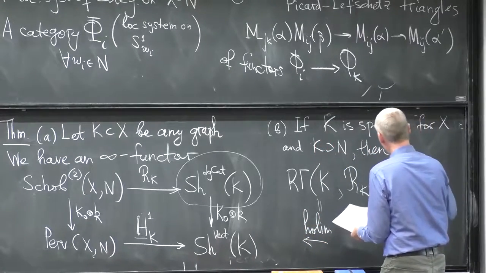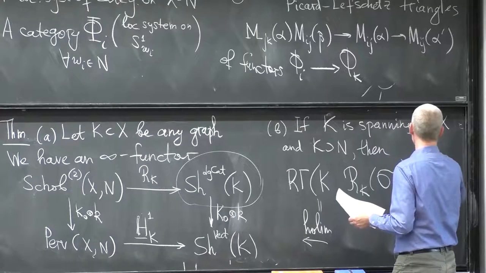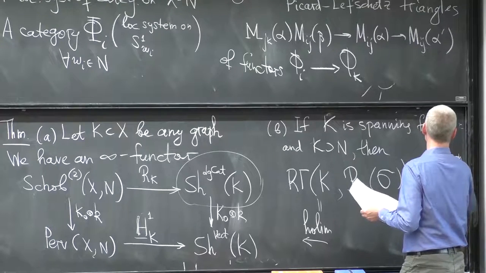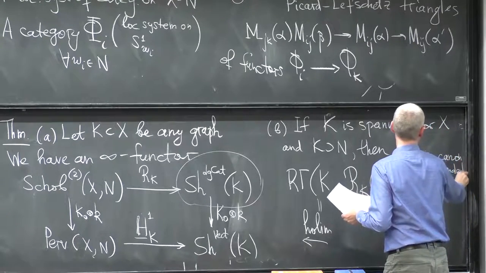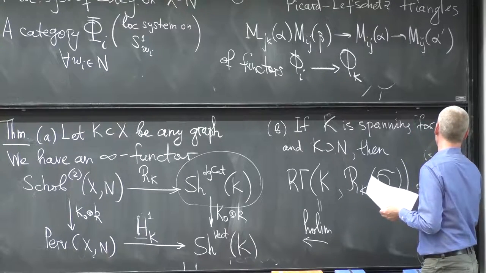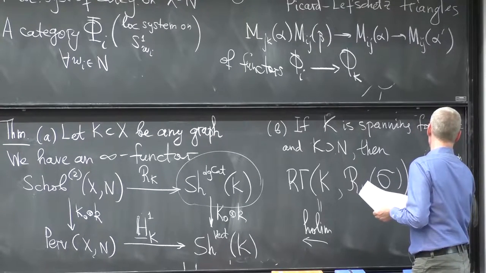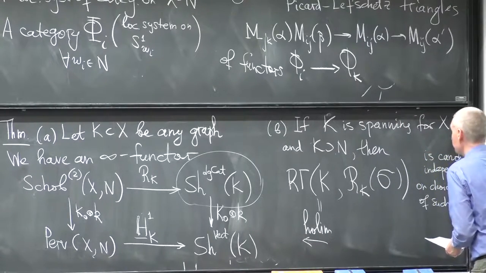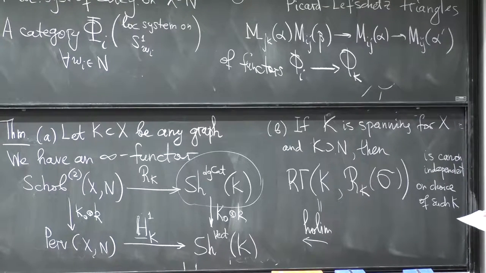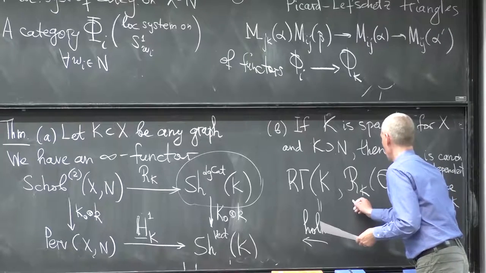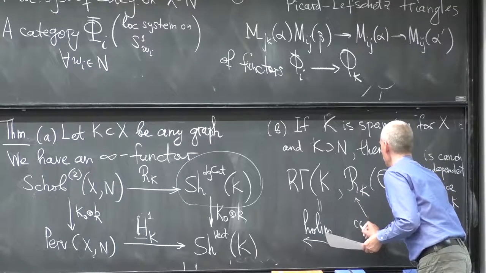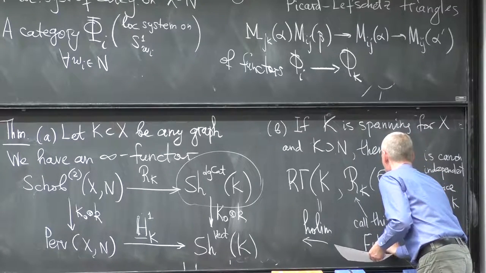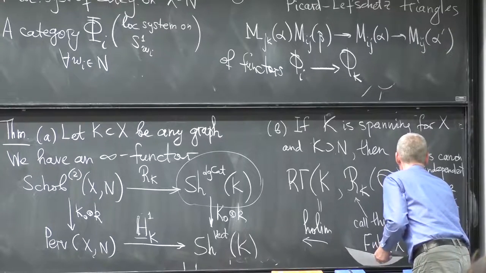So, is it canonically, coherently independent of the choice of K? Is canonically independent of the choice of such K? And therefore, it can be called the topological Fukaya category with coefficients in the Schober. So call this the Fukaya category of X with coefficients in the Schober.